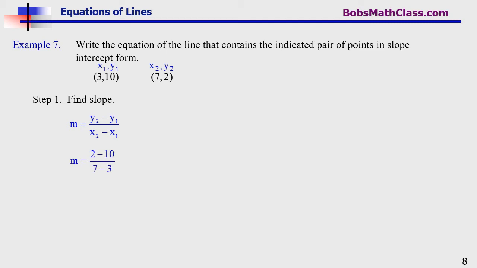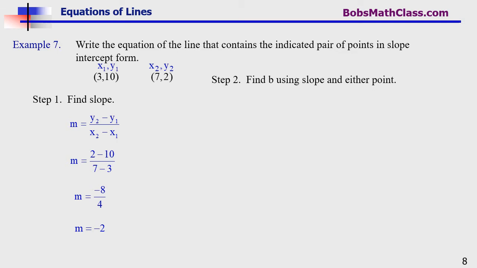Okay, put the numbers in. So y2 is 2 and y1 is 10, so 2 minus 10 is in the numerator. The denominator, x2 minus x1, that'll be 7 minus 3. So that gives us negative 8 over 4, which is negative 2. So that's our slope.